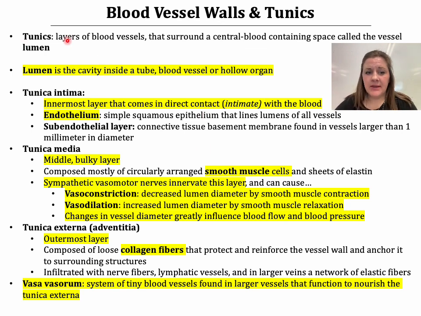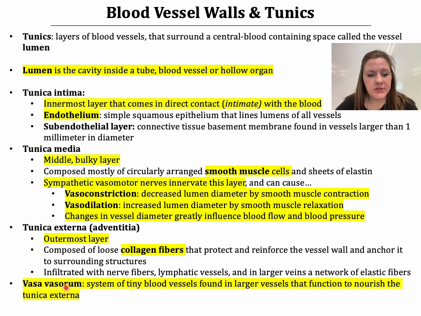So a tunic is just the layer or the wall in the blood vessel, and those are surrounding the internal space called the lumen. So the lumen is just, again, the cavity inside. We could be talking about the GI tract, that has a lumen, a blood vessel has a lumen. It's just the hollow inside part of the tube.